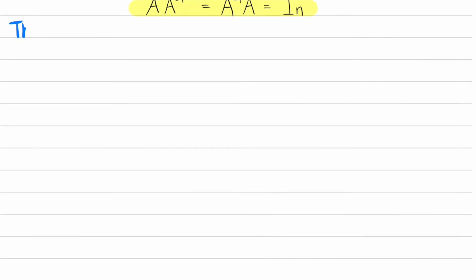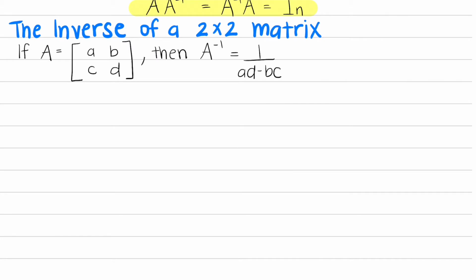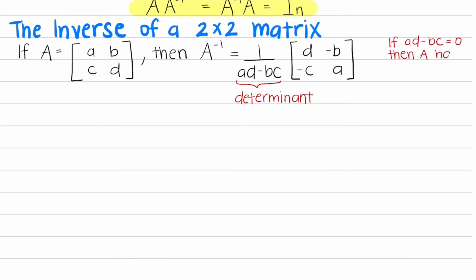So to find the inverse, if you have a matrix A, B, C, D, then the inverse of A equals 1 over AD minus BC times D, negative B, negative C, A. And this AD minus BC is the determinant. And if the determinant equals 0, then A has no inverse.